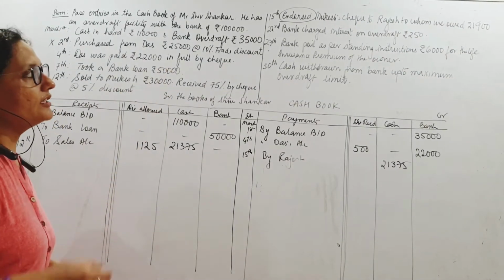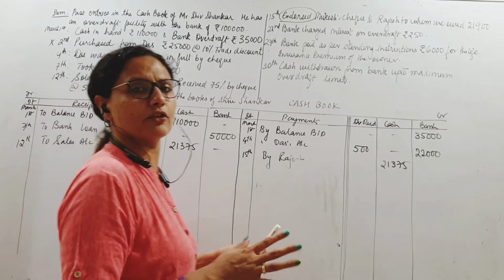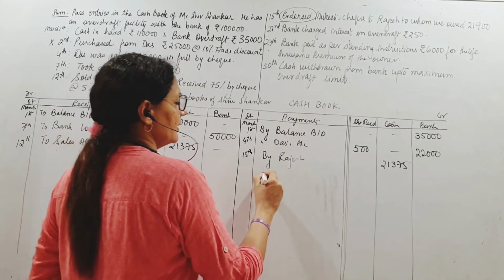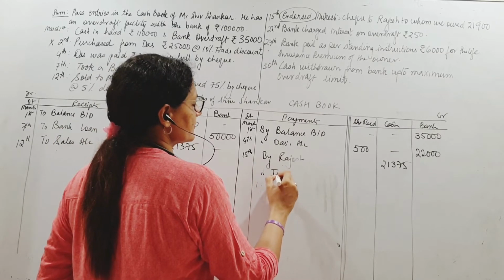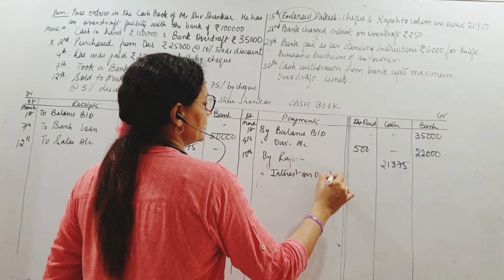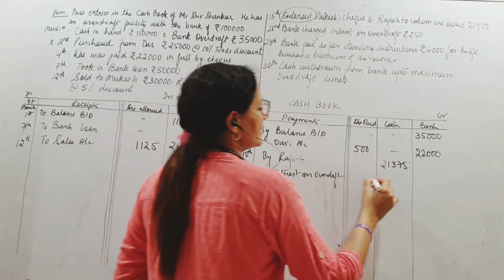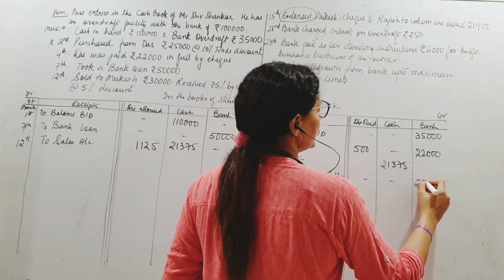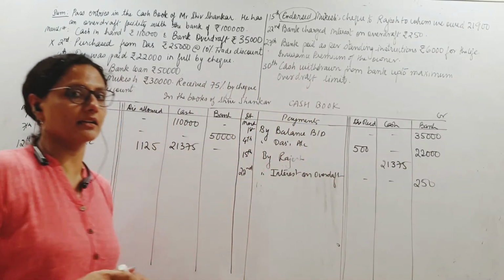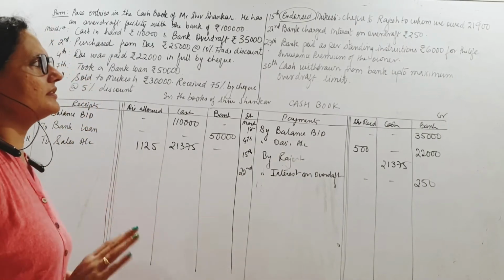22nd, bank charge interest on overdraft 250. If the bank charges you anything, it will deduct from your account. The payment ho jayega seedha. And my expenses, interest on overdraft, okay, on 22nd. यहाँ से नहीं, कैश से नहीं, so it will be deducted from my bank account. Clear about that?